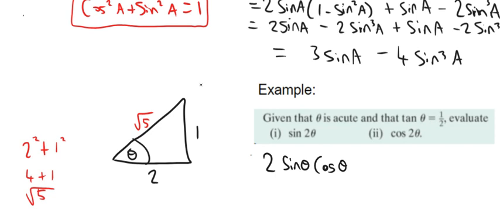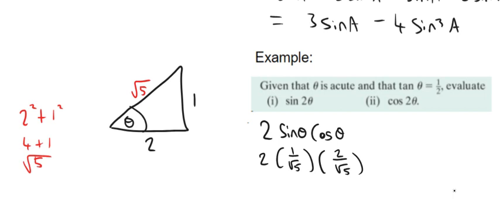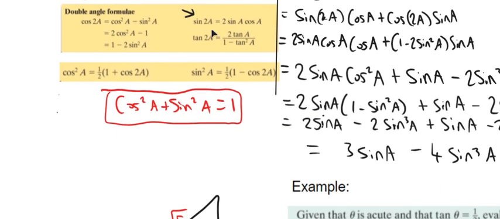So therefore sin of theta is the opposite over the hypotenuse, so that's 1 over root 5, and cos of theta is 2 over root 5. So if you just multiply those together, then you get 5 on the bottom and 4 on the top, so 4 over 5. So that's it, simplified. And then cos of 2 theta, so let's use the double angle formula up here.